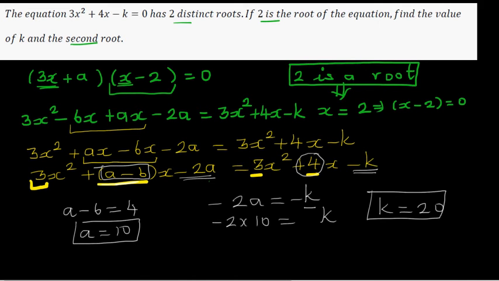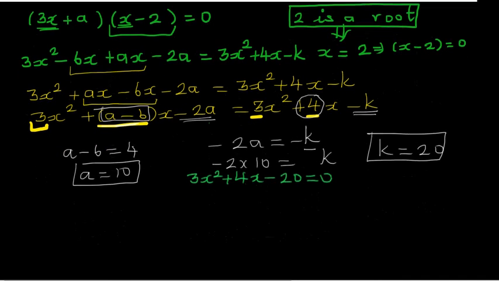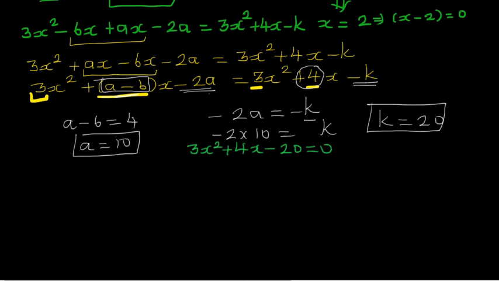In place of k, I can put 20. So this equation changes to 3x squared plus 4x minus 20 equal to 0. So let's do it without a calculator. You can use a calculator to do this. So let's factorize this. The first step is you multiply 3, this number, with this number. So 3 times negative 20 is negative 60.